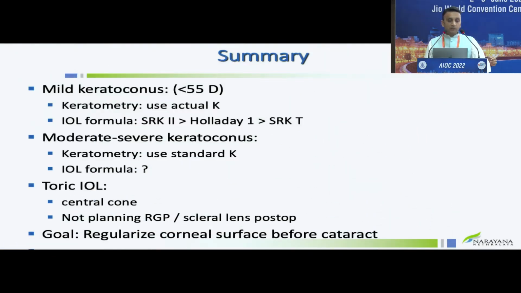So to conclude, mild keratoconus less than 55 diopter, you can use the K values, which are actual K values. You can go for SRK/T formula or SRK2 formula or Holladay 1 formula. Moderate to severe keratoconus, you might have to use standard K values, and IOL formula, we really don't have idea. So be prepared for some surprise. Toric IOLs are reserved for central cone and regular cone, where you're not planning for either RGP or scleral lenses. Goal is to regularize corneal surface and then plan for the cataract surgery.